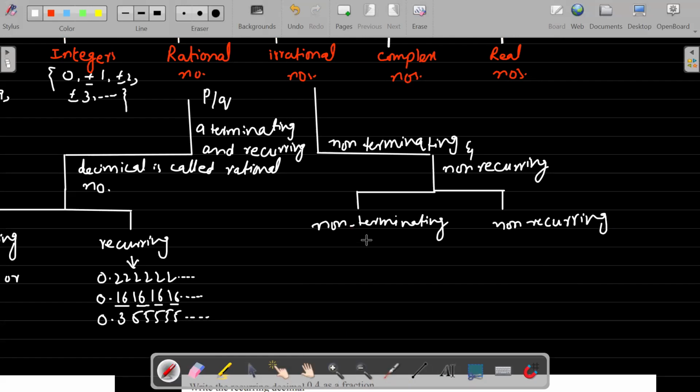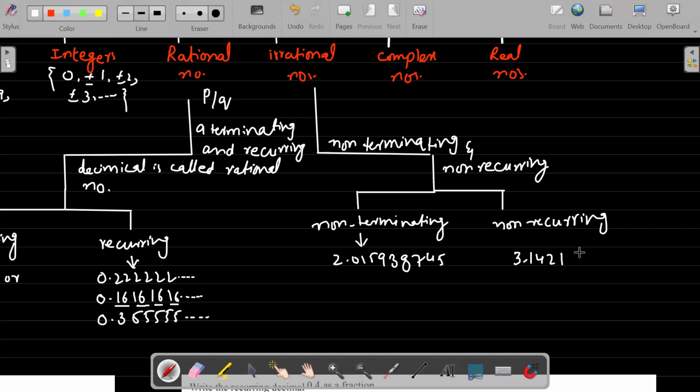Non-terminating means that the number is not going to end and there is no specific sequence, like a decimal such as 2.015938745. You can say that it is non-terminating and there is no specific sequence as well. Non-recurring means that a number, just like the value of pi, 3.1421, has no repeating pattern.